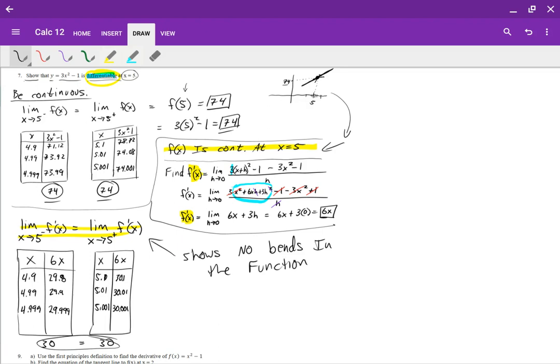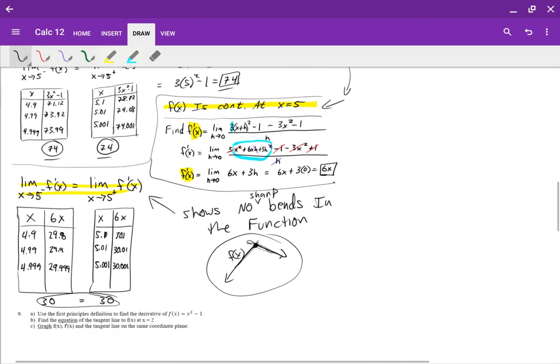Or what I mean by bends is sharp bends, actually. Like something like this. You wouldn't be able to take the derivative there if this were a function f of x. And if the function looked like this, then your left and your right hand limits would be different. For example, the limit here would be some positive value. Here it would be some negative value. And these two limits wouldn't be, for example, both 30. Okay?